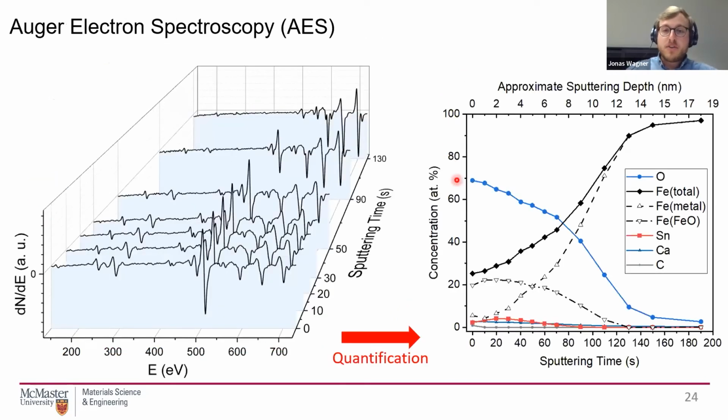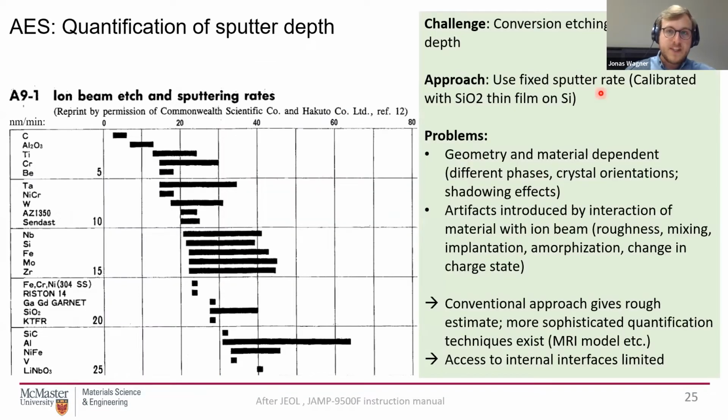So far, I talked about the quantification in the dimension of concentration, but we also care about the depth. How do we usually go about that? Well, the instrument parameter we control is the sputtering time, and we use a fixed sputter rate to convert that into a sputter depth. And those sputter rates are usually calibrated using, let's say, a 100 nanometer or a thinner silicon oxide thin film on a silicon wafer. But it is not so easy to make that conversion back to your actual depth that you're probing.